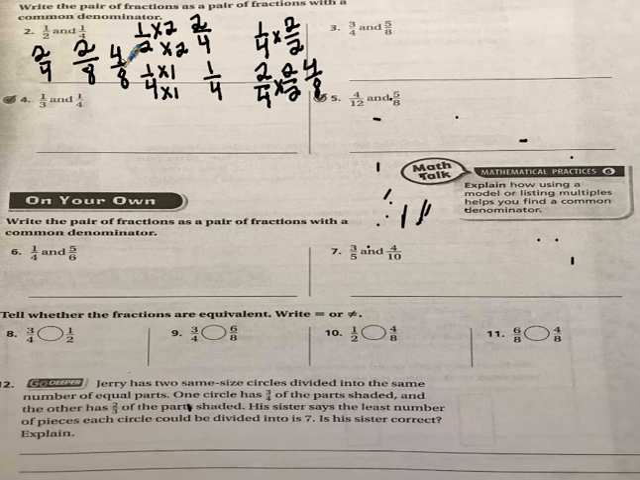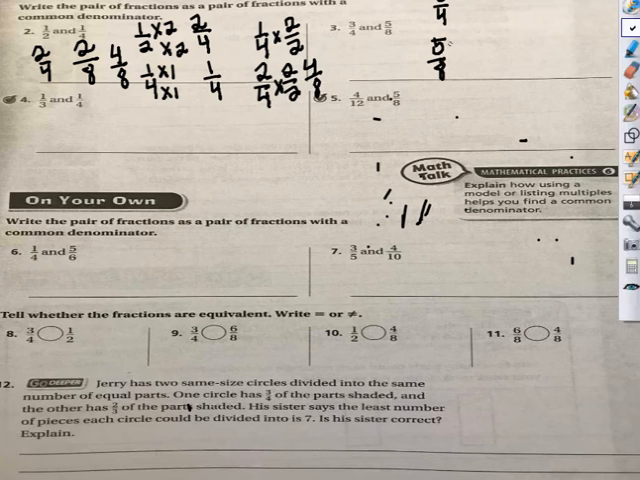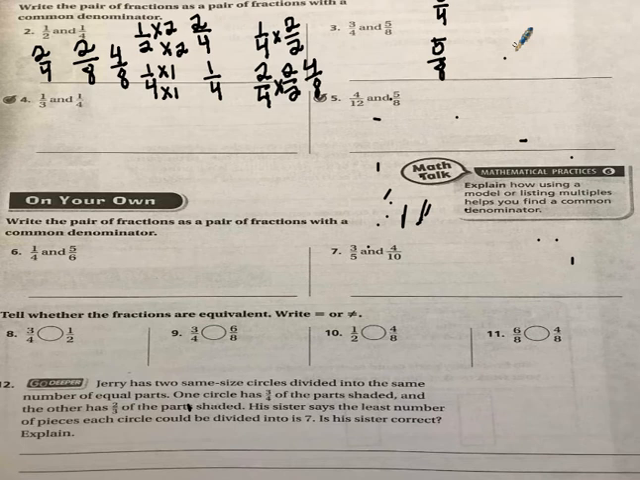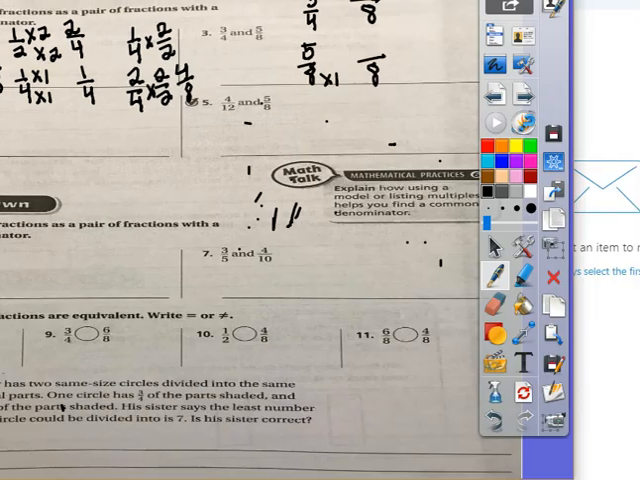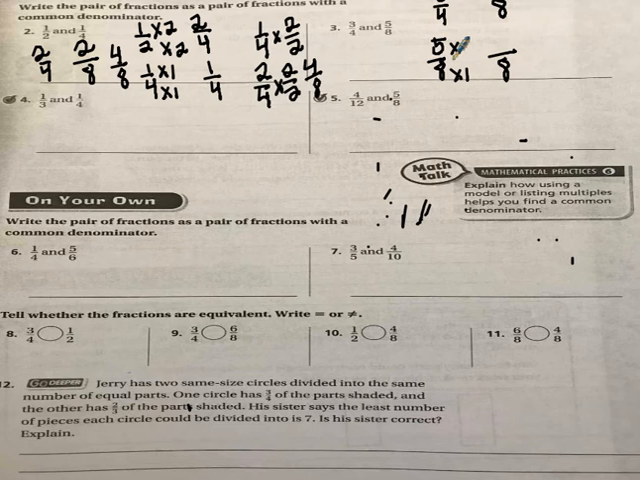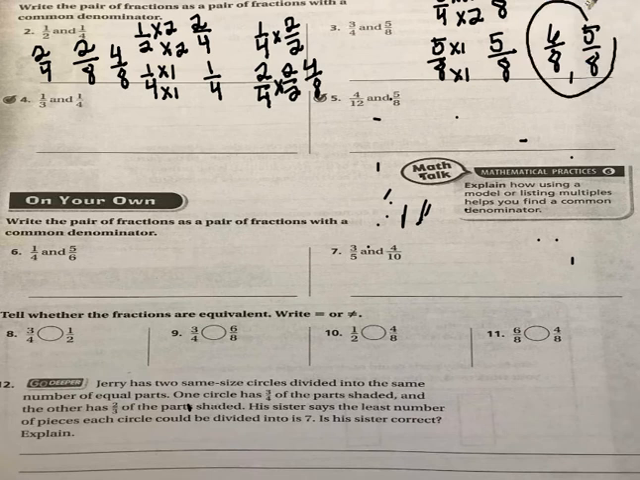All right, number 3. 3/4 and 5/8. Okay, my common denominator between the two of them, I'm going to change that to 8. Because 8 times 1 is 8 and 4 times 2 is 8, 1 times... And 4 times 2 is 8, 3 times 2 is 6. Okay, so 6/8 and 5/8 would be your new pair of fractions with a common denominator.